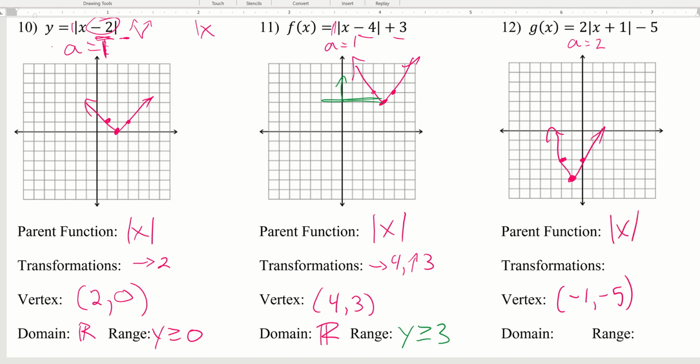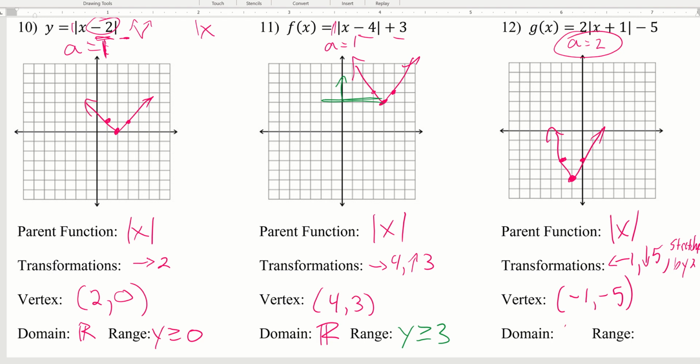So still absolute value. My transformations, well, how do I get to my vertex? I had to go left 1 and down 5, right? And then here, since my a is something besides 1, I can go back to page 11 if I forgot, but if a is greater than 1, remember it's stretched by 2, by a factor of 2.